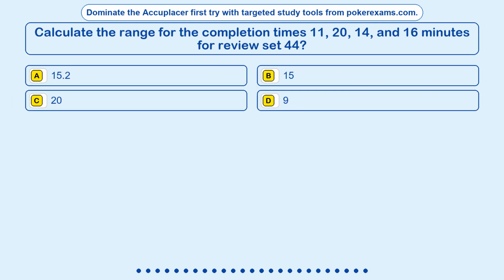Question 9. Calculate the range for the completion times 11, 20, 14, and 16 minutes for review set 44. Option A, 15.2. Option B, 15. Option C, 20. Option D, 9.